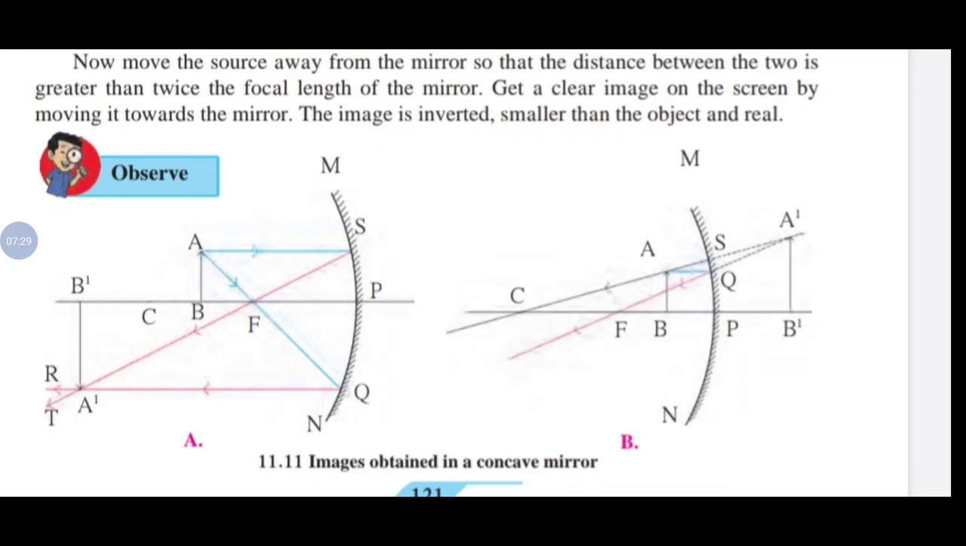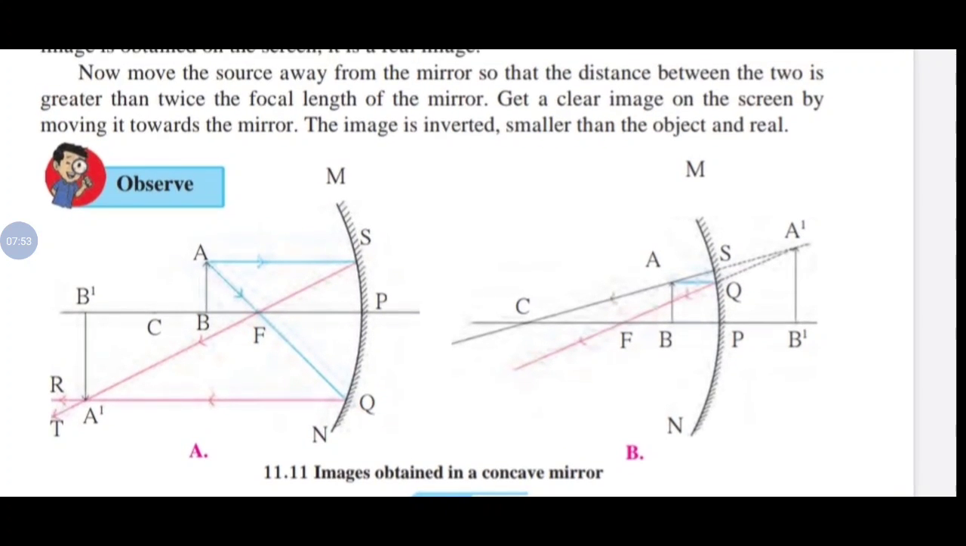Check the position of object AB between principal focus and pole. P means pole. So the first incident ray is shown by the blue line. Clear? That is parallel to the principal axis, that is AQ. AQ is the incident ray parallel to the principal axis. So reflection takes place through the principal focus. So at Q, that reflected ray passes in this direction, QF.